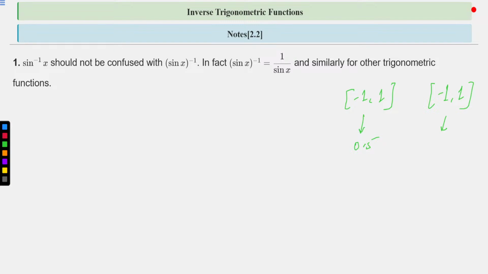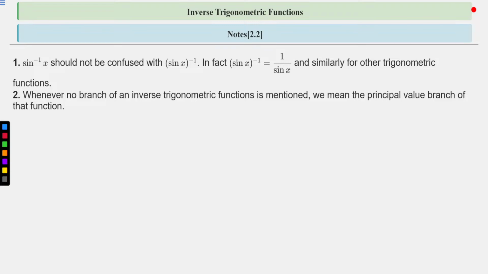Okay. So you cannot confuse sine inverse x and sine x inverse. It is not the same thing, right? Sine inverse x is not equal to sine x inverse. In fact, sine x inverse can be written as 1 by sine x, and sine inverse x is a different thing. And similarly for other trigonometric functions as well, right?